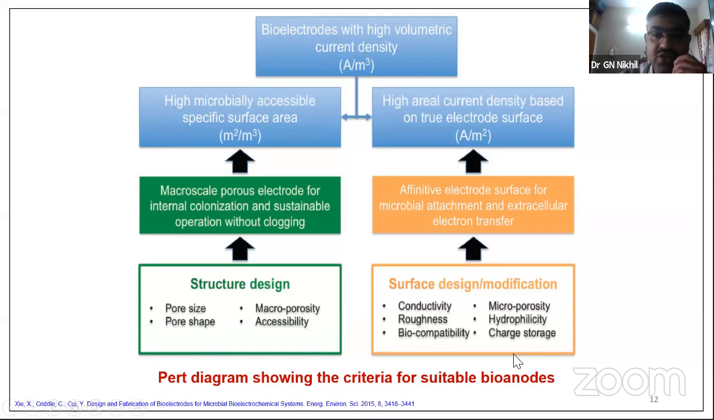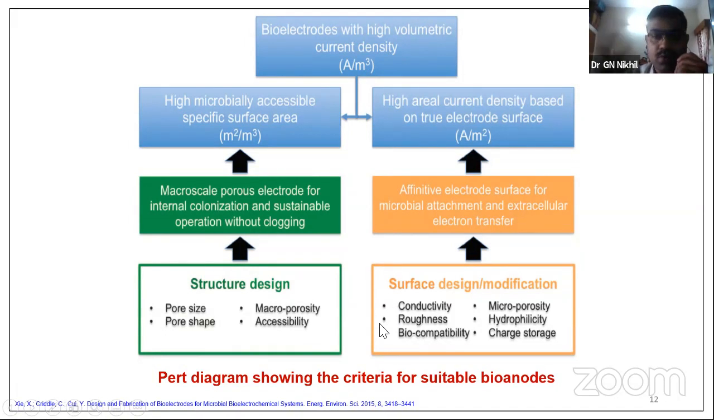Then charge storage. This is also one of the important parameters; as we proceed, I will let you know how charge storage is basically done in a microbial fuel cell. So these properties we have to keep in mind and accordingly make the surface design and modification, resulting in microbial attachment for extracellular electron transfer. Finally, that will result in a high areal current density based on the true electrode surface, and eventually a high volumetric current density, ampere per meter cube.